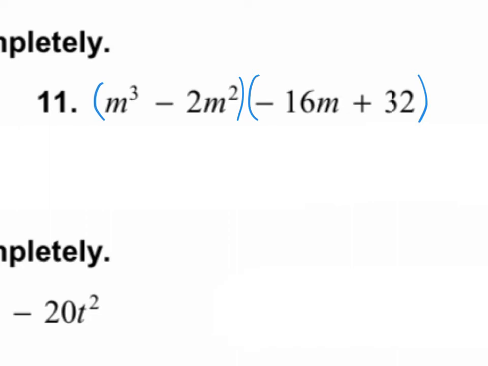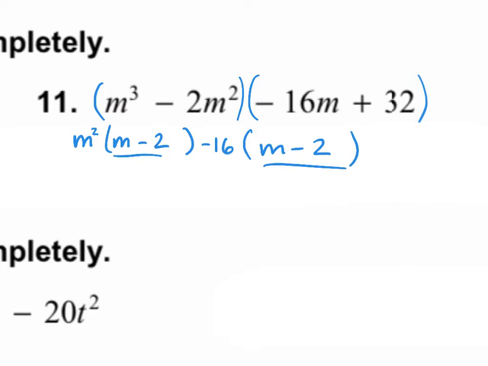So what can we take out of our first group? m squared. What are we left with? m minus 2. And what can we take out of our next group? Negative 16, and what are we left with? m minus 2. So the insides of our parentheses are the same, so grouping worked. So what's our next step? Awesome. Put the outsides together and then the insides together. Can we factor this anymore?